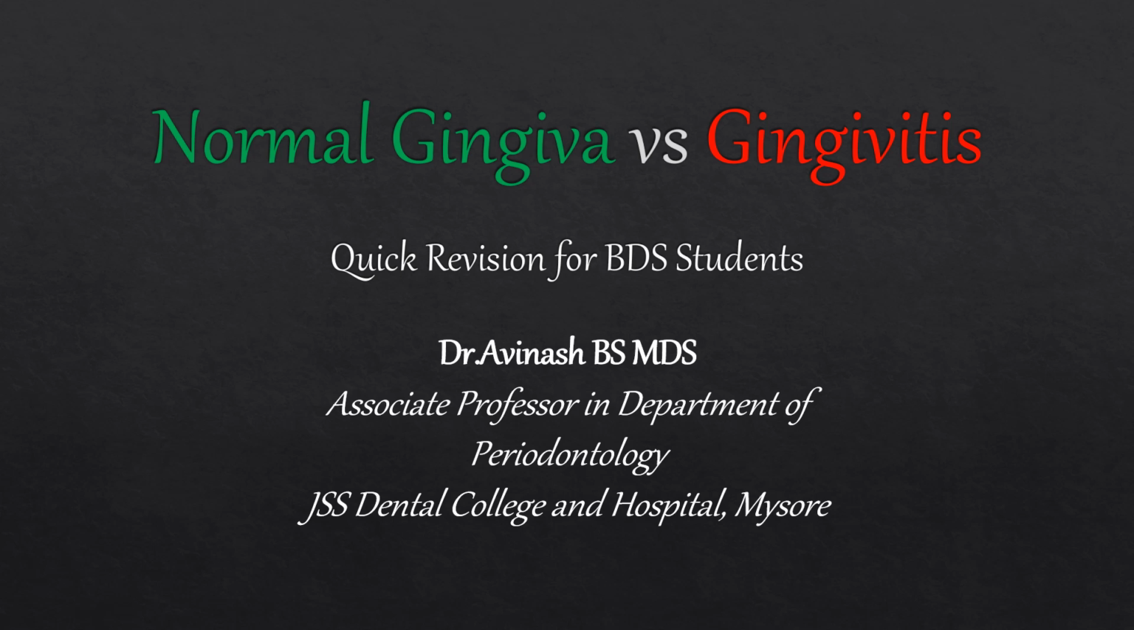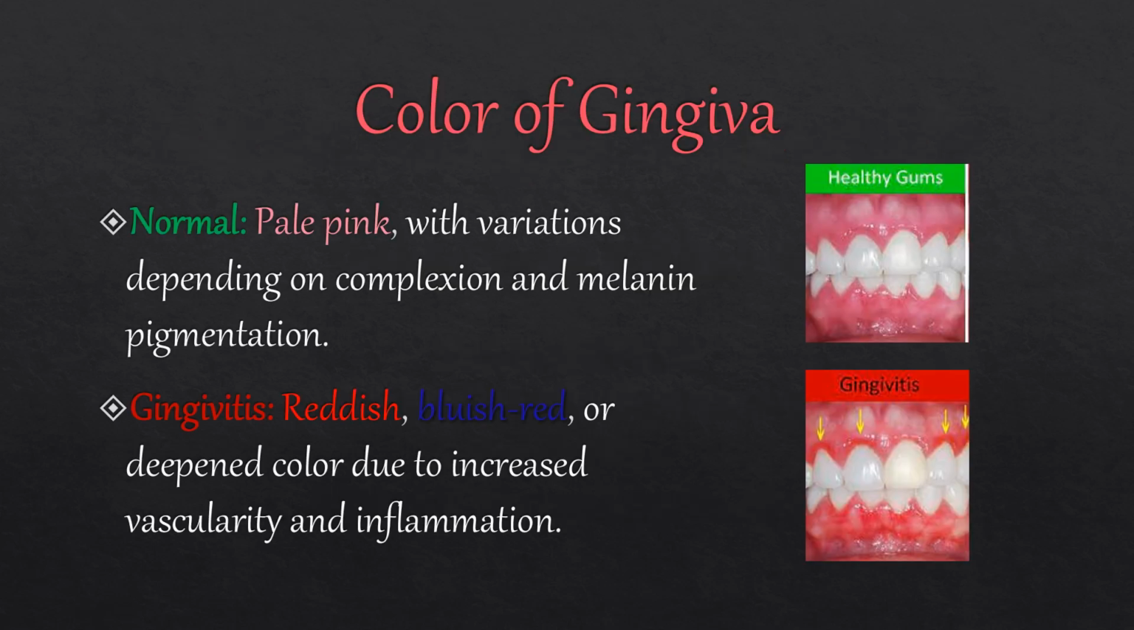In this video, let's understand the differences between normal gingiva and gingivitis. Let's start with the color of the gingiva. The normal gingiva is pale pink with variations depending on complexion and melanin pigmentation. Whereas in gingivitis, the gingiva becomes reddish, bluish red or deepened color due to increased vascularity and inflammation.